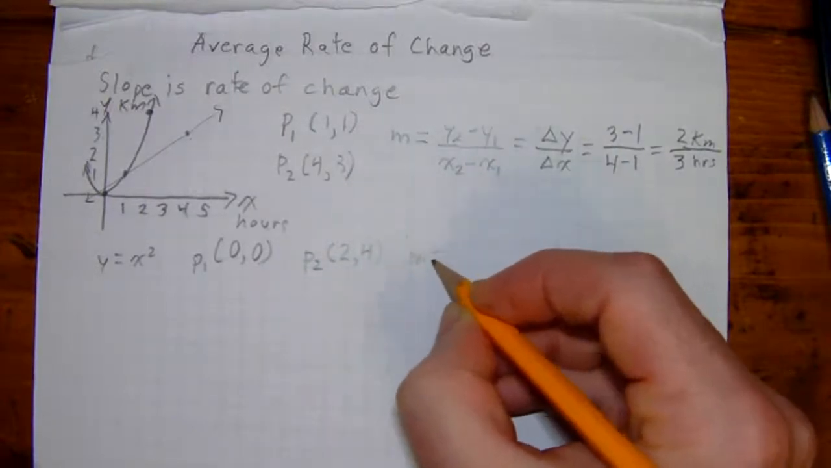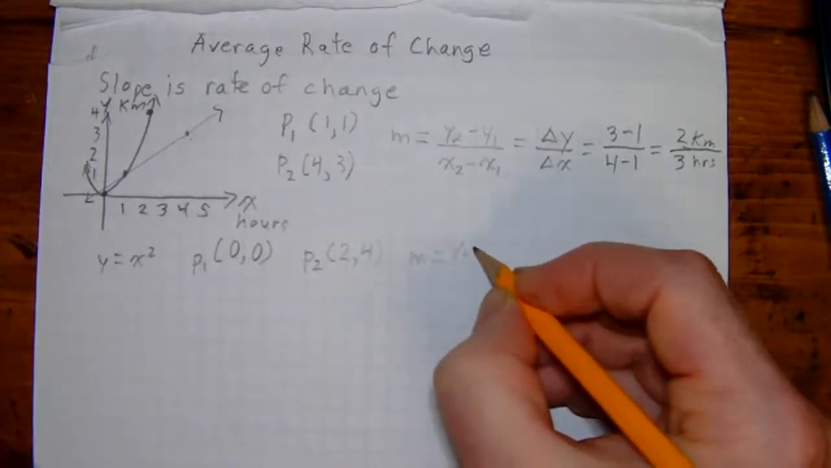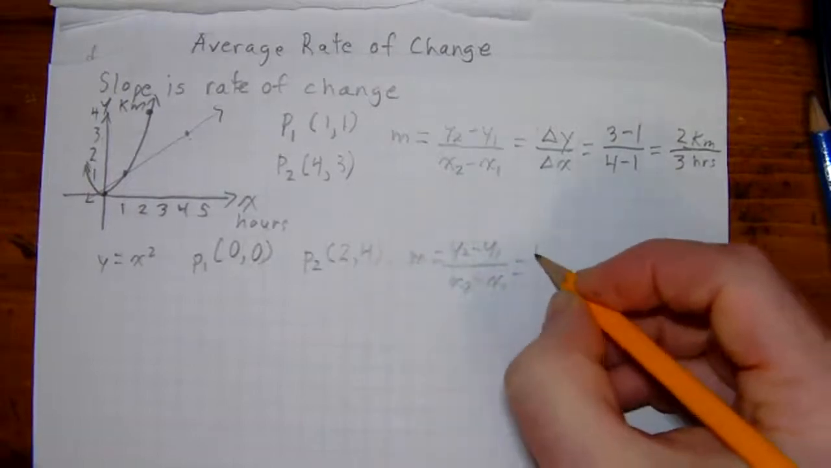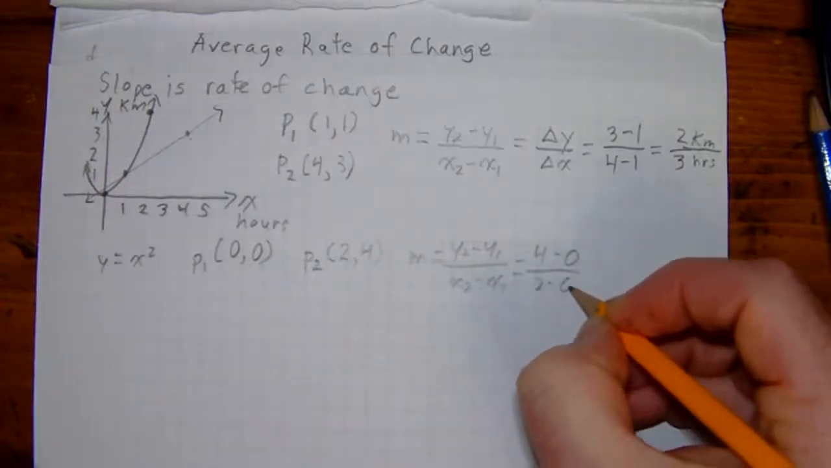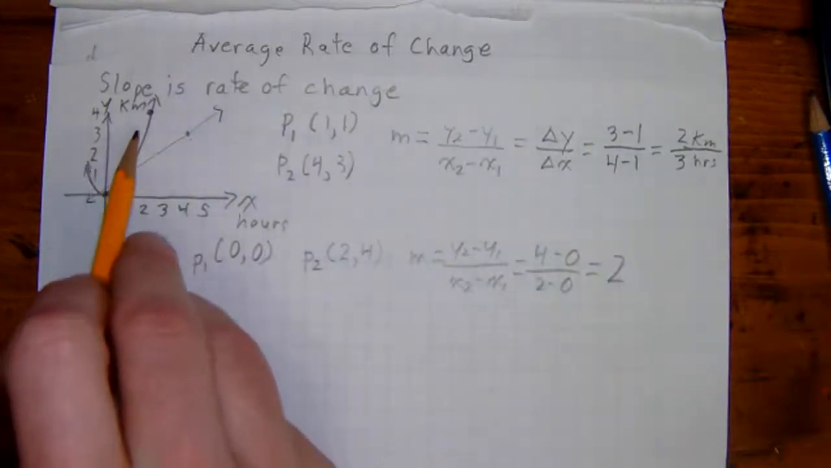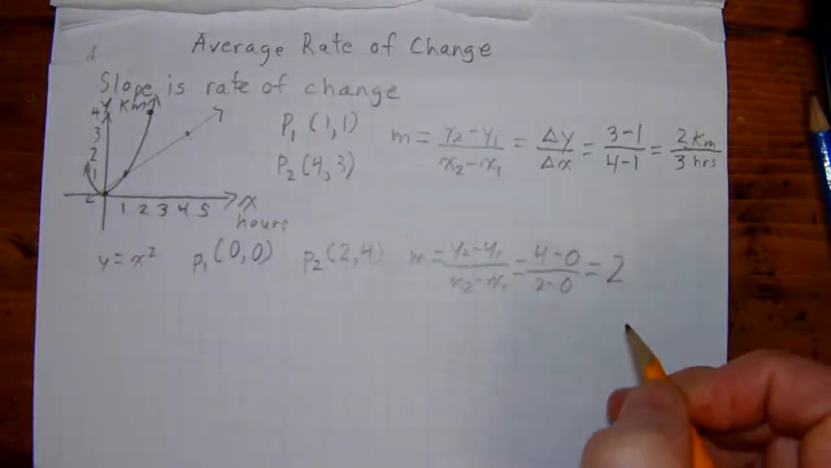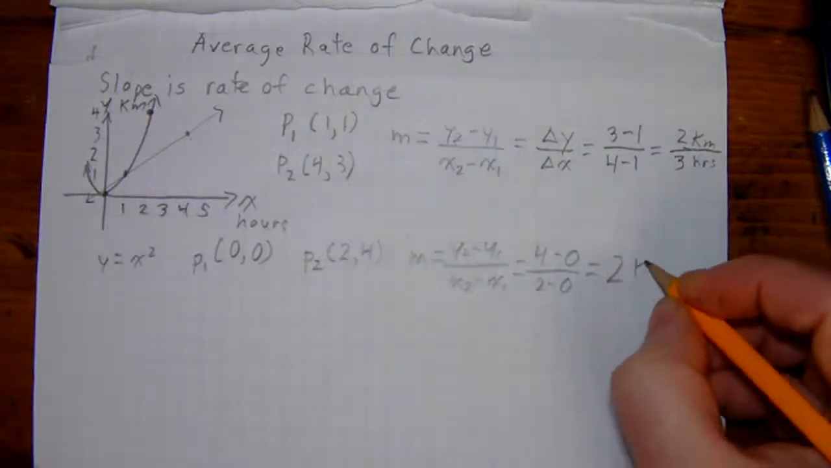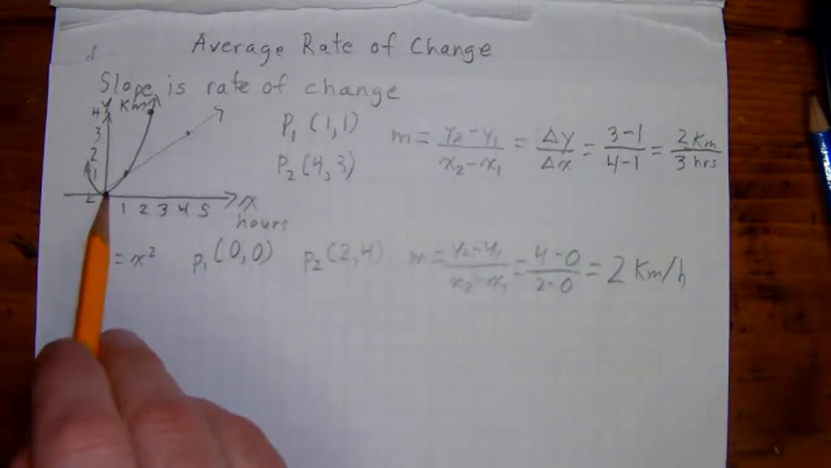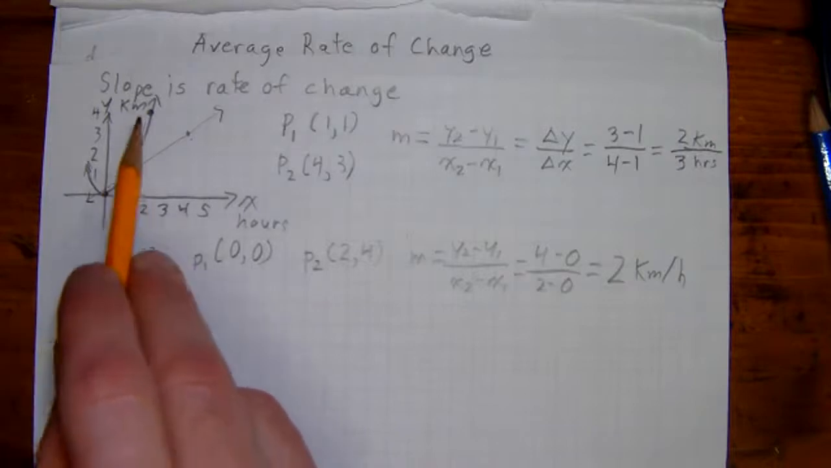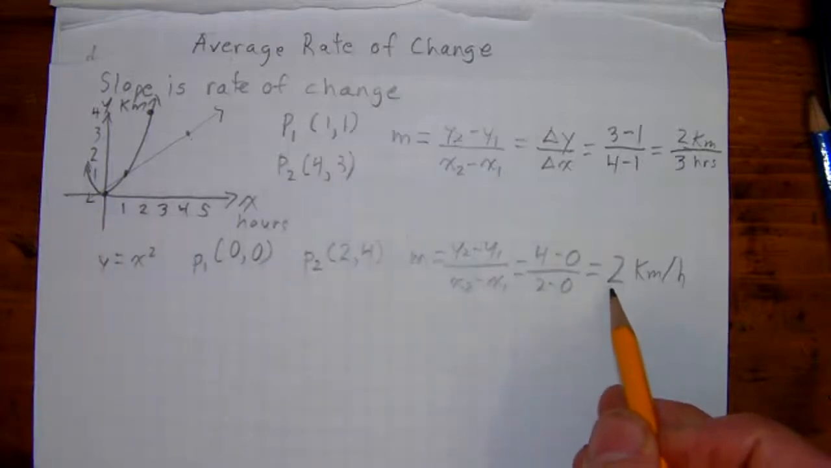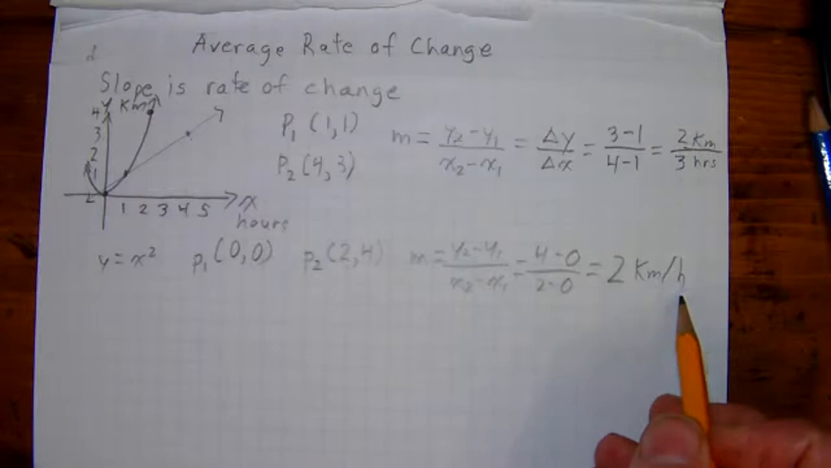And we can find the average rate of change exactly the same way. y2 minus y1 over x2 minus x1. And that gives us 4 minus 0 over 2 minus 0. And it tells us that the average rate of change between x is 0 and x is 2 is going to be 2. And again, if this was in kilometers per hour, that would be 2 kilometers per hour. Or in other words, the average speed of a person whose distance follows this parabola relationship, their average speed over the first 2 hours would be 2 kilometers per hour.